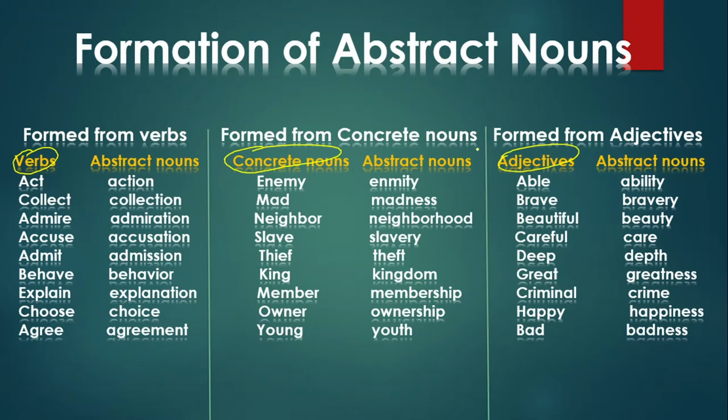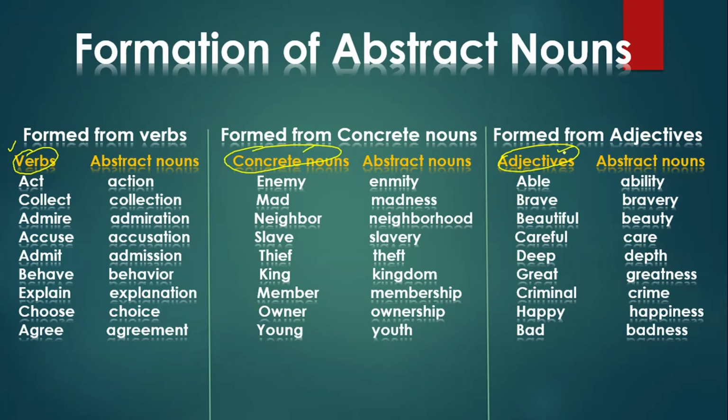And I told you what a verb is, which shows an action. Concrete noun is the name of a person, place, or thing, or you could say those nouns which we can see and touch. And an adjective is the name of a quality. So you can make them from the actions, from the states, and from the qualities. Clear? Now we will look at examples.